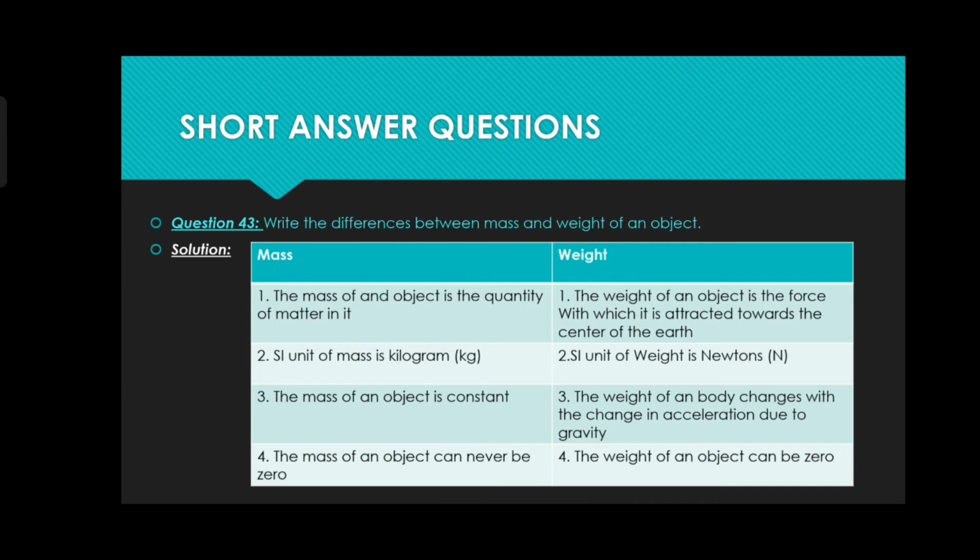Second point, SI unit of mass is kilograms, kg. SI unit of weight is newtons, N. Third point, the mass of an object is constant. The weight of an object changes with the change in acceleration due to gravity. The mass of an object can never be 0. The weight of an object can be 0.